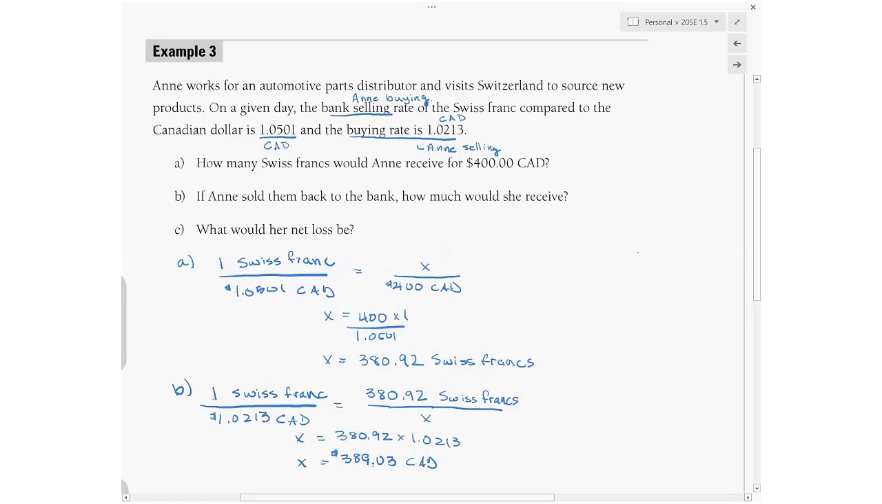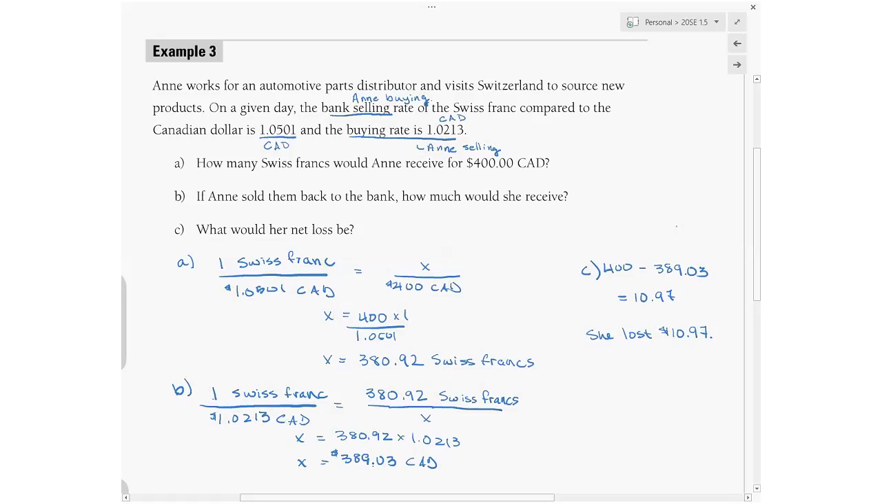Now question C is asking us, what would her net loss be? Well, she went in with $400. She came out with $389.03. So to find the difference, how much she lost, we just do the subtraction, and that equals $10.97. So she lost $10.97. We always figure out that loss in our own currency too, so that'd be local currency, Canadian.